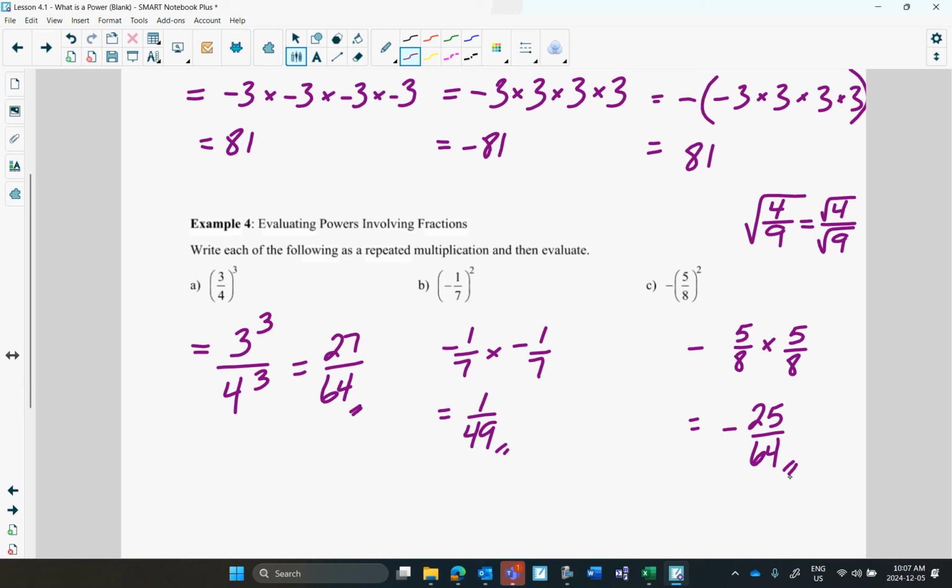Okay? So these kinds of questions that we see on this page will be new to you, where we start throwing negatives and fractions in. And parentheses. You've got to watch out for those.